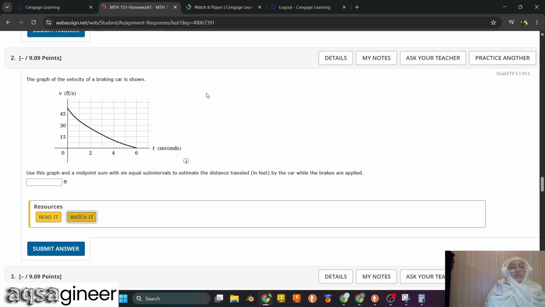So the graph of the velocity of a braking car is shown. Use the graph and a midpoint sum with 6 equal intervals to.